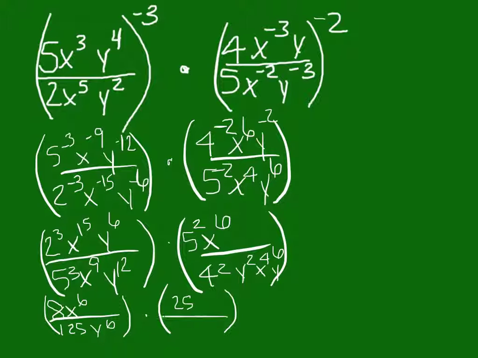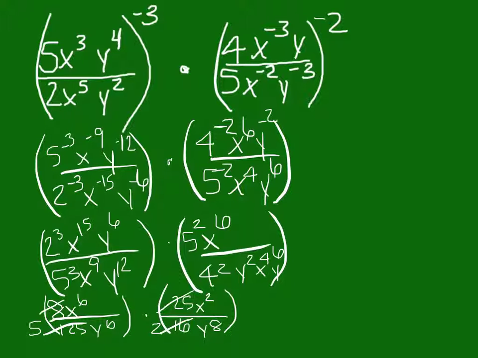There are 6 x's on top and there are 4 x's on the bottom, so there are 2 more x's on top. Now for our bottom part, we have 4 squared is 16 and there are 8 y's on the bottom. Okay, so if we cross multiplied or cross reduced, we have 25 here and 125 here. 25 goes into 125 5 times, and 8 and 16, 8 goes into 16 two times. So the 8 and the 25 end up canceling out.